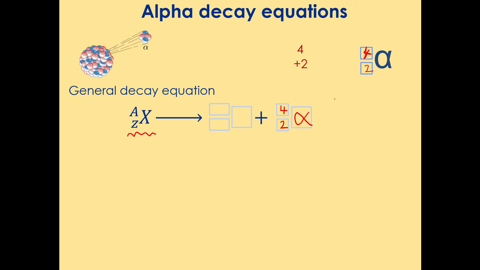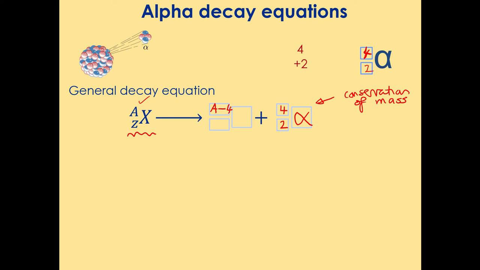Now there's 2 rules that are going on here. At the top we've got something called conservation of mass. Again, this is something you should know from chemistry. Mass cannot be completely destroyed, so all of the mass must go somewhere. So if we start off with a mass of A and four parts of it go into the alpha, what we've got left is A minus 4.